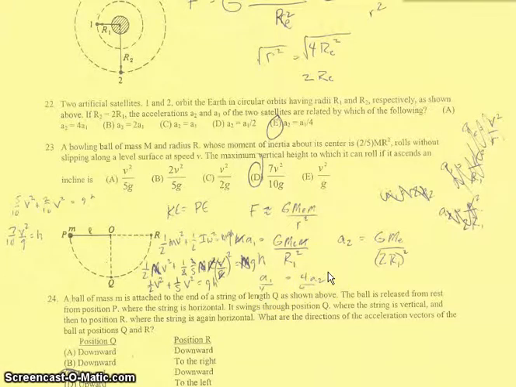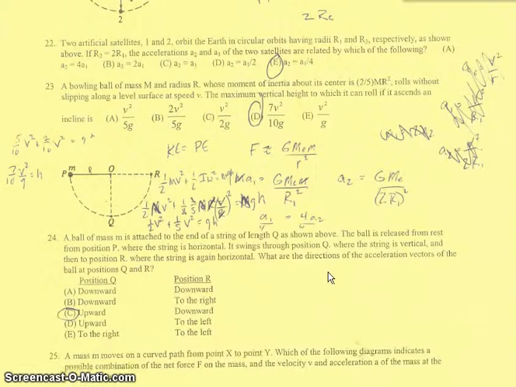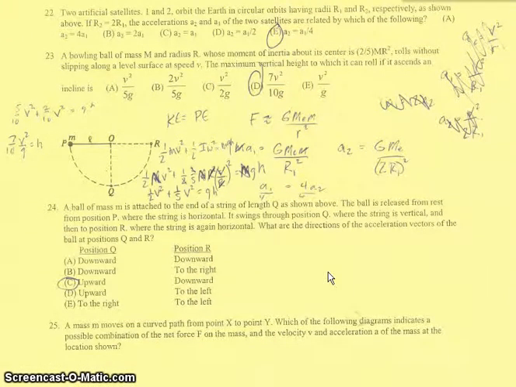Okay. Number 24. With the ball, we're looking at 2 positions as it's being released. We have maximum potential energy up here, maximum kinetic energy down here, and we get back to maximum potential energy up there. And so I set this up as a kinetic energy problem, and I looked at it in terms of the acceleration. That's what we're doing, the acceleration vectors.